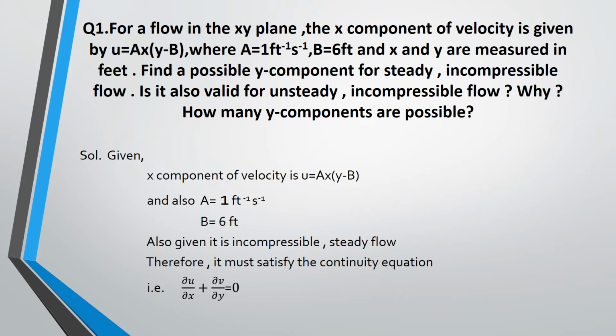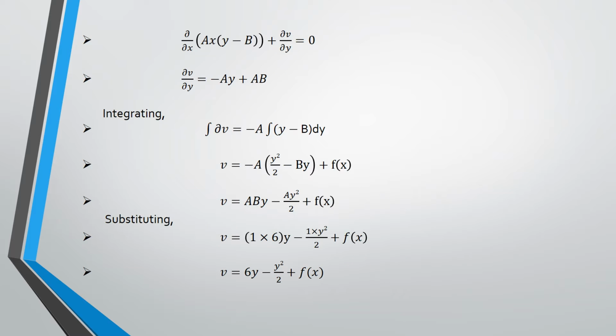Moving to the solution, in the question it is given that the x component of velocity is u equals a x into (y minus b), and also a equals 1 feet inverse second inverse, b equals 6 feet. Since it is an incompressible steady flow, it must satisfy the continuity equation, that is dou u by dou x plus dou v by dou y equals 0. By substituting the value of u in the continuity equation, we get dou by dou x of a x into (y minus b) plus dou v by dou y equals 0.